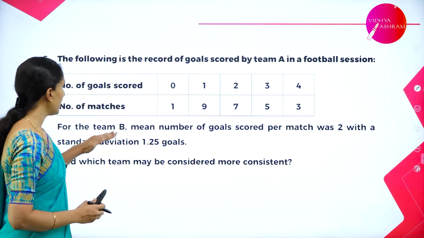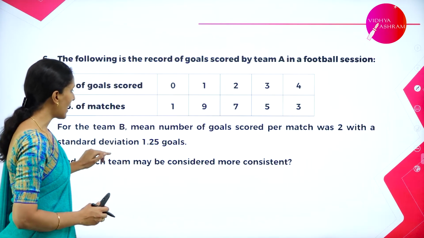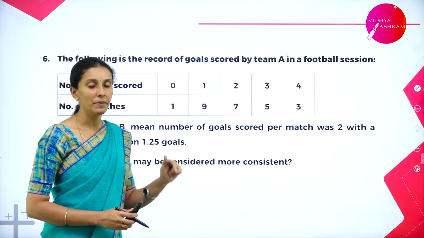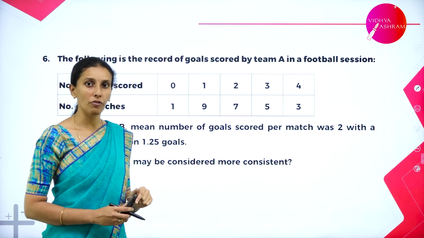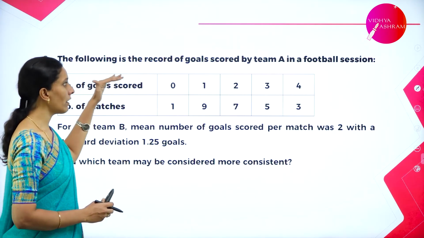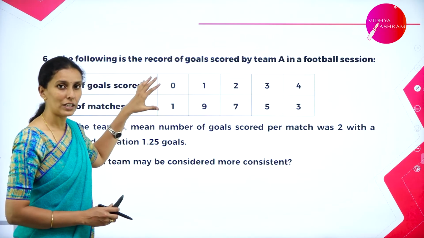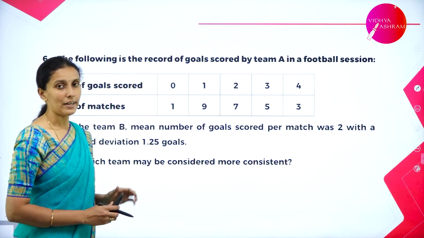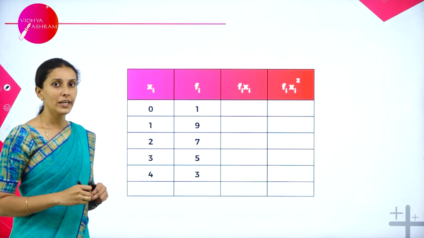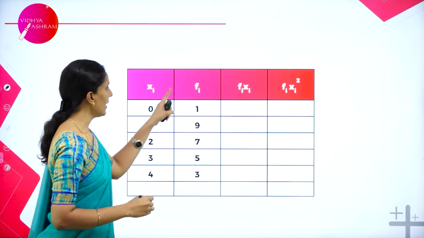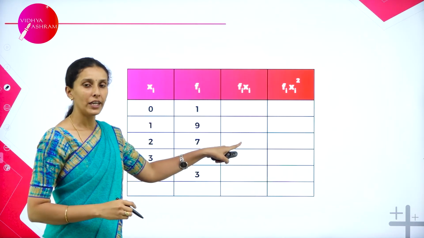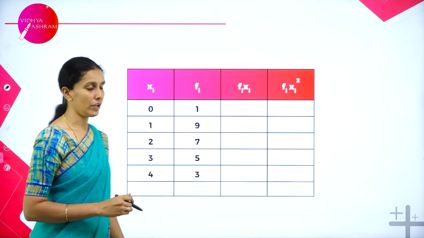So here they have given the mean as well as standard deviation for team B. That means we can calculate the coefficient of variation. But they have not given mean as well as standard deviation for team A. Let us calculate it using a tabular method. So here we have the table Xi, Fi. The column which we need to calculate mean and standard deviation is here.